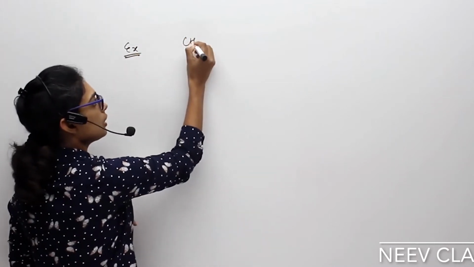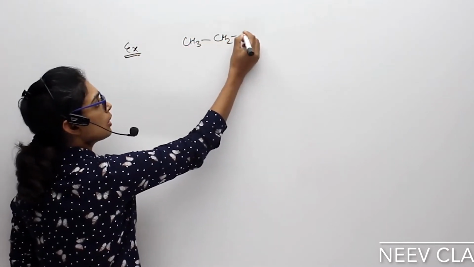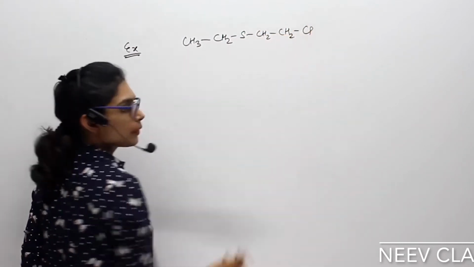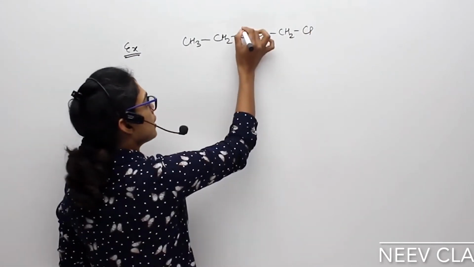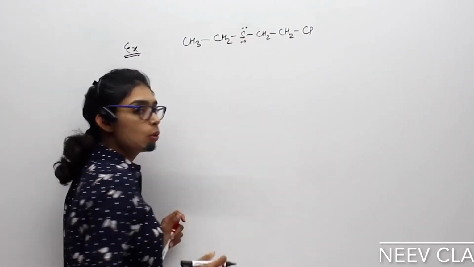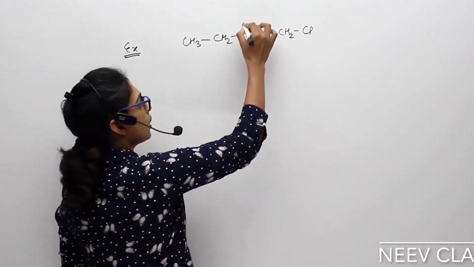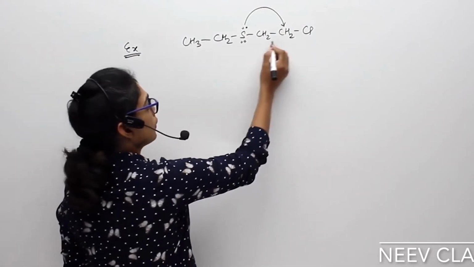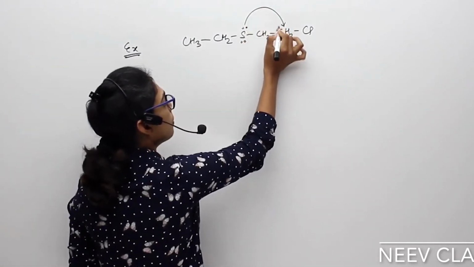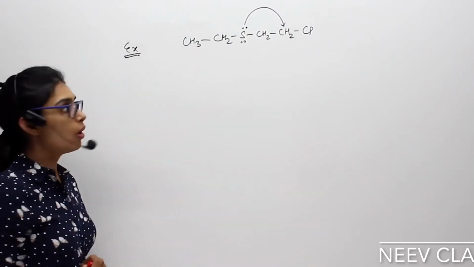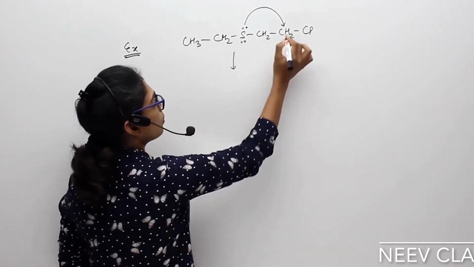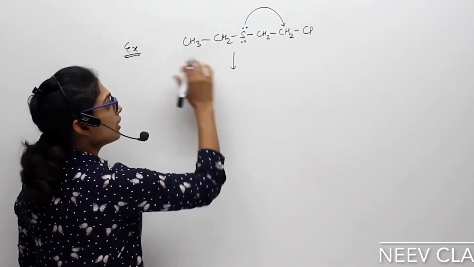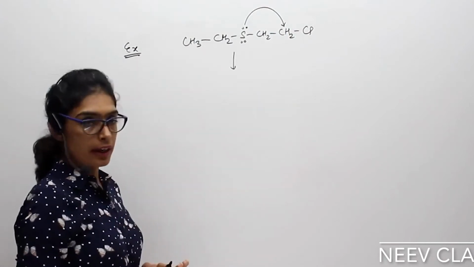Assume I have CH3, CH2, S, CH2, CH2, Cl. Now, this sulfur has lone pairs present on it which can attack the carbon where the chlorine is present. This sulfur will try to form a bond on the anti-bonding orbital of this carbon and will try to break the bond between carbon and chlorine. This step will take place even before a nucleophile will attack.